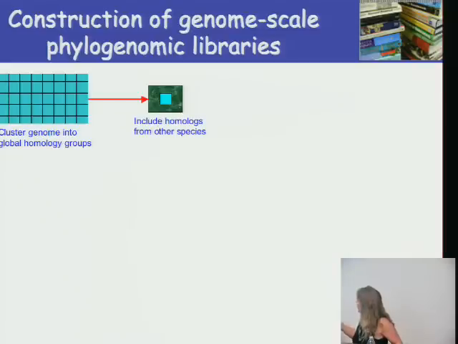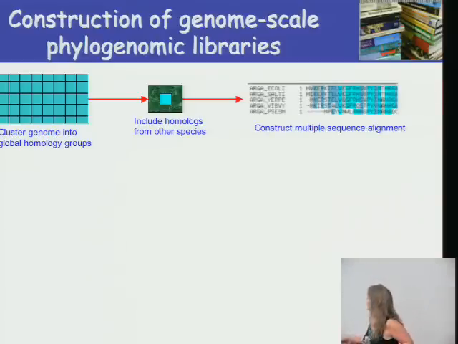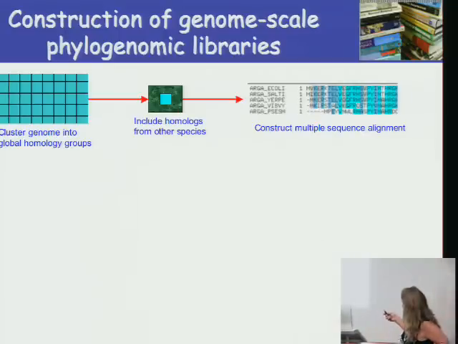Then we expand each of these clusters to include homologs from other species. And we do this because we want to include experimental information from as far afield as we can get. So if we start off with human, we want to include homologs from invertebrates, bacteria, plants, everything we can get our hands on. Then we construct a multiple sequence alignment. And what you see here is a matrix of amino acids and then indel characters, dashes or dots. And you can see the homology that is implied by the same characters in these positions.